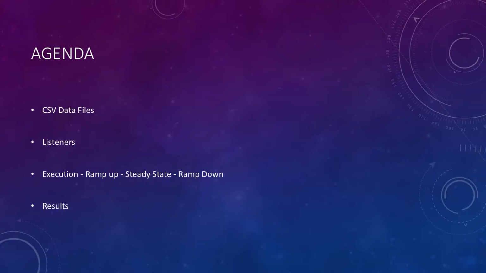Well, let's go ahead with the scheduled agenda for today. We're going to take a look into the CSV data files. We are going to use listeners on our script. Also, we are going to take a look into a basic execution with some ramping up, steady state, and ramping down. And finally, we are going to grab the results from the JMeter script. These executions are going to be GUI-based. In the next video we're going to do executions in non-GUI or command line.